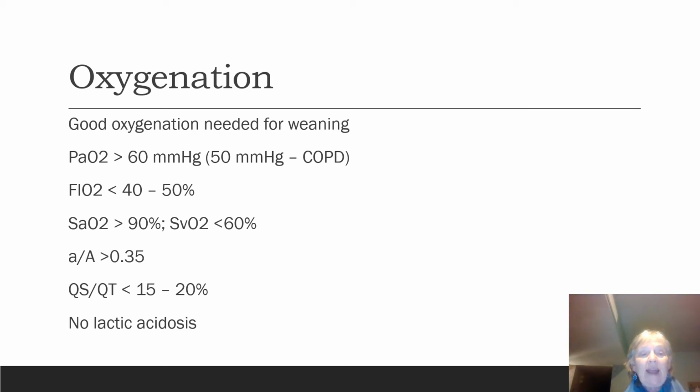Your little a to big A ratio should be greater than 0.35, and your QS/QT should be less than 15 to 20%, and hopefully no lactic acidosis. Remember, with lactic acidosis, you're producing a lot of pyruvic acid also, and unfortunately, your muscles are going to tire out.